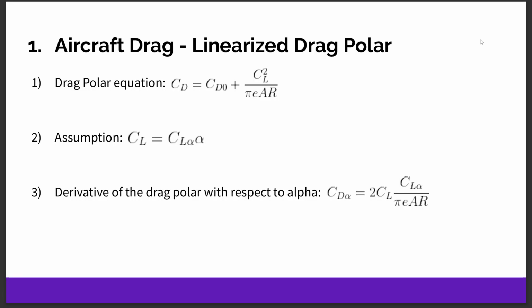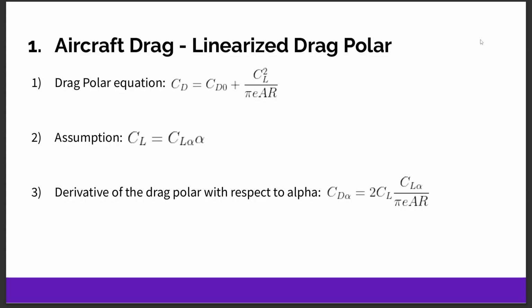So the first thing we need to do is to start with the general equation for the drag polar. And the first parameter, CD0, is essentially equal to the friction drag. That we can assume to not be dependent on alpha. The next parameter, CL squared over pi E AR, is essentially the induced drag. Induced drag is the drag that is created as a byproduct of creating lift. So the more lift you create, the more induced drag you're going to have. And that is very much correlated to alpha.